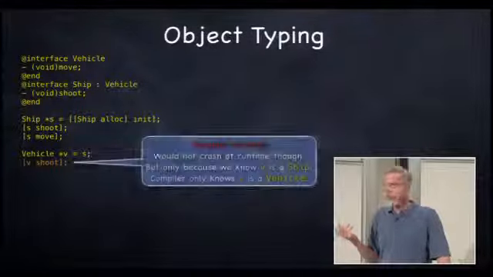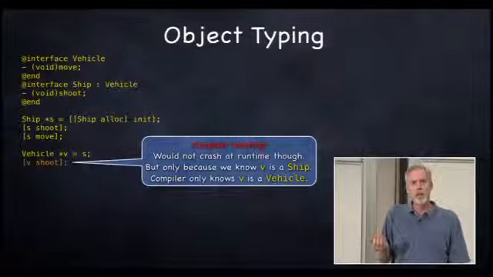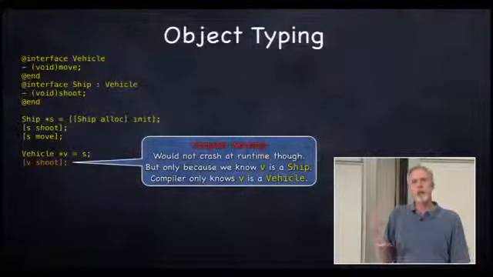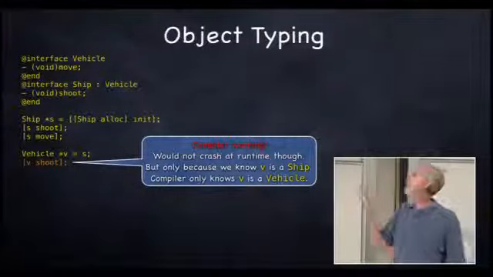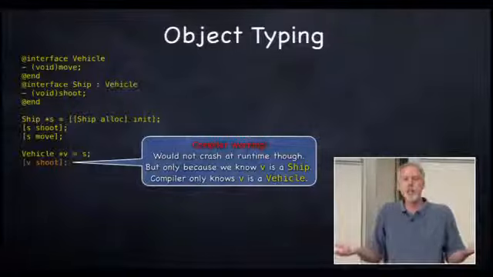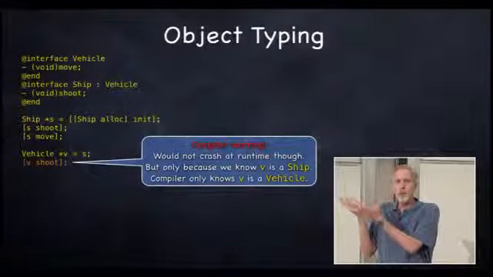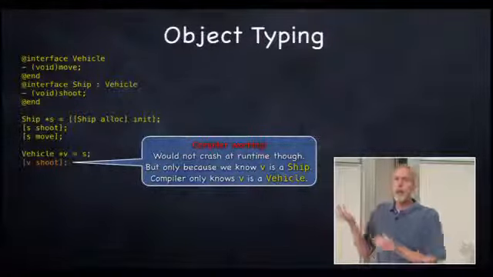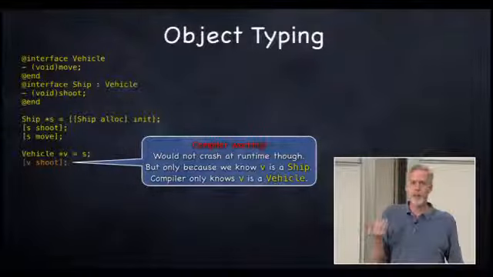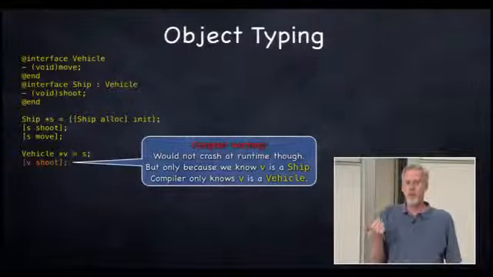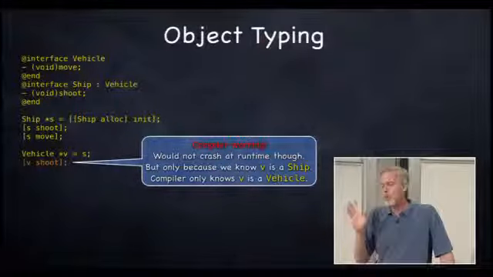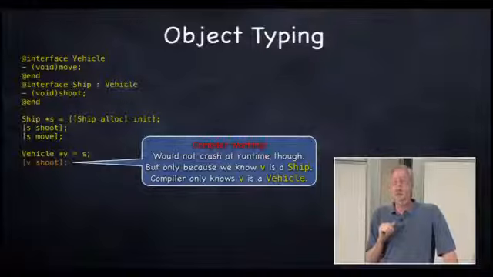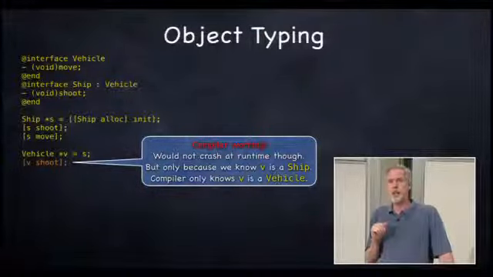But then, if I say v shoot, the compiler's going to get upset with me, because if you look at the class vehicle, it does not implement shoot. And even though v contains a pointer to a ship, we only know that because we made that assignment. The compiler doesn't keep track of that. It can't really. There's no way for it to watch that as things are passed around. So it's going to look at this line of code and complain that vehicle does not implement shoot. Everyone understand why that is?